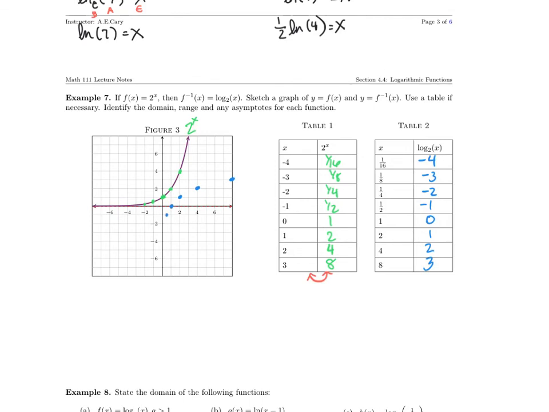Let's see, that's negative 1. This is going to get really close. So it's going to look something like this. We can see it's been reflected over this line, y is equal to x.